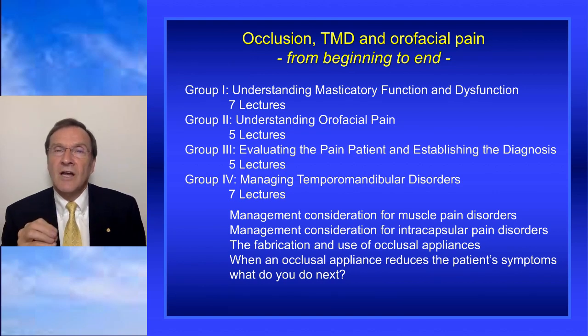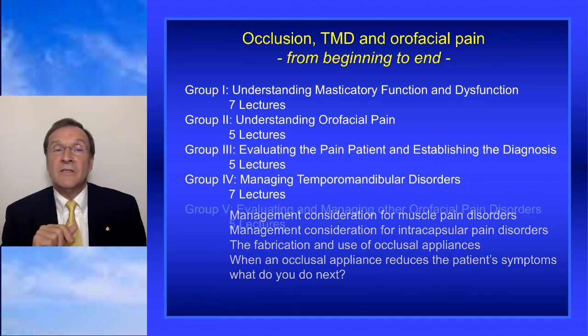There was a time where we said, as soon as that appliance worked, you've got to change the occlusion because there must be something wrong with the bite. Well, occlusion is one of about eight reasons why occlusal appliances reduce a patient's symptoms. We're going to talk about that because you need to know that before you start irreversibly changing someone's occlusion. We'll talk about that in group four.